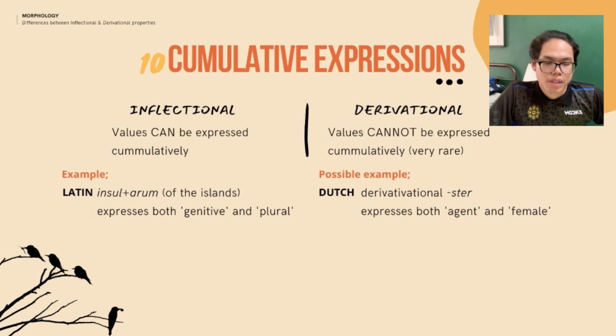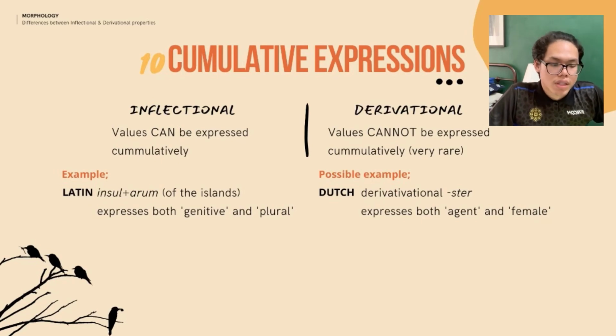Next difference is cumulative expressions, meaning that in one word or one morpheme, it can represent many expressions. In inflectional, values can be expressed cumulatively. Meanwhile, in derivational, values cannot be expressed cumulatively, or we can say it is very rare. Let's take a look at the examples. In Latin, insul plus arum. Insul is the base, plus suffix arum, meaning of the islands in English. The suffix arum expresses both genitive and plural. Genitive means the possessive noun.